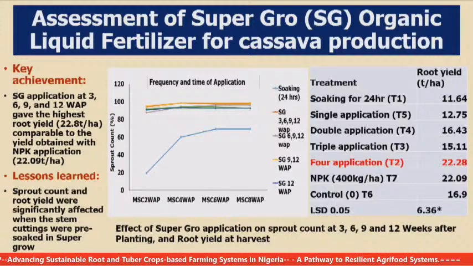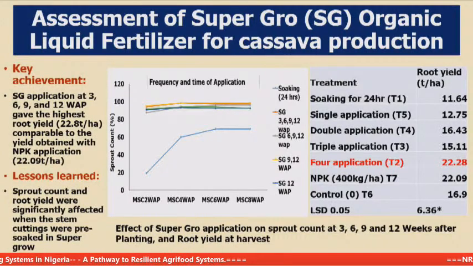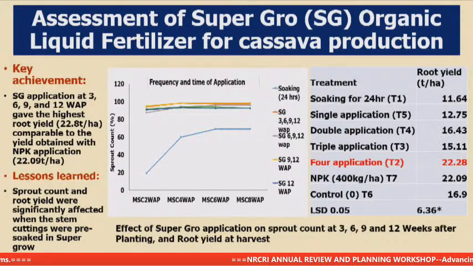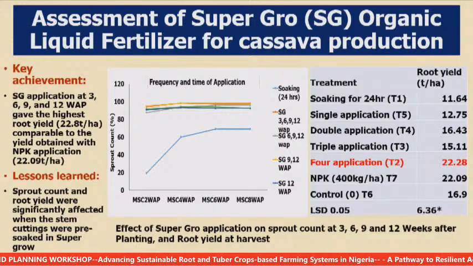The next slide is assessment of SuperGrow organic liquid fertilizer for cassava production. We actually wanted to see if this liquid fertilizer will have any effect on the yield of cassava. And the genotype used was CME 419. So they were subjected to different levels of treatment.